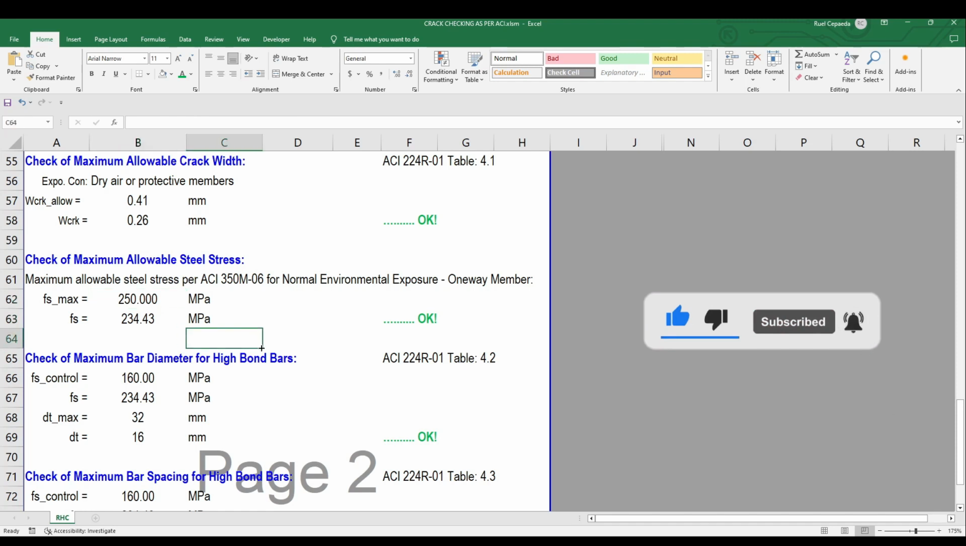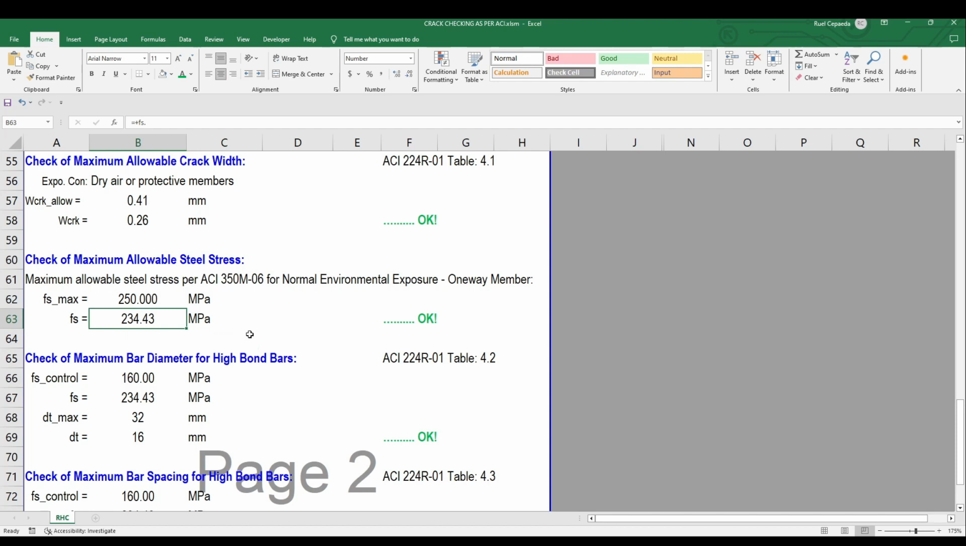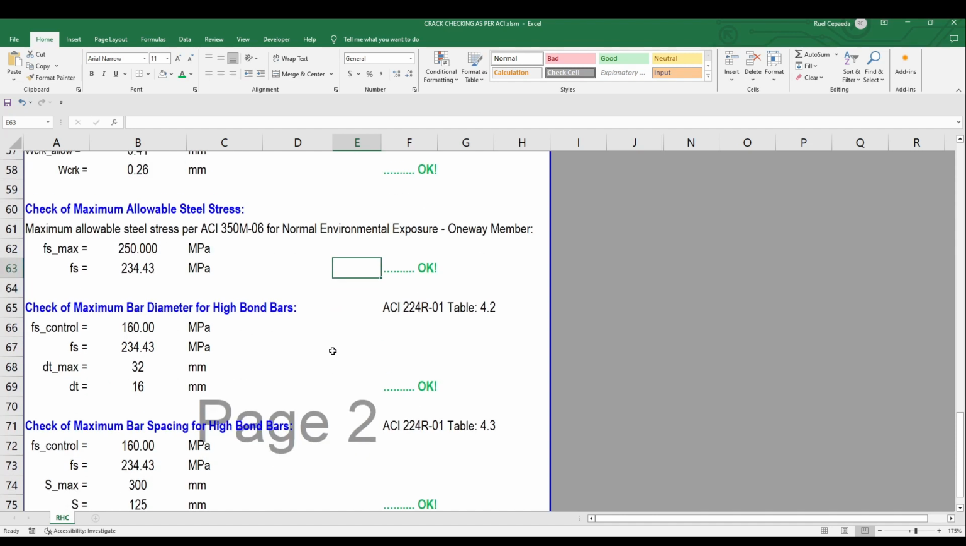So, 250. Then, yung tensile stress natin at service level is 234.43. So, ibig sabihin, hindi tayo lumapas sa maximum. Therefore, okay yung member natin, yung section.